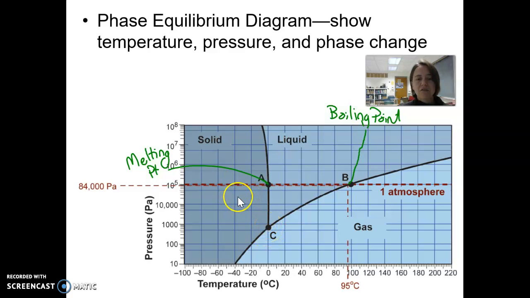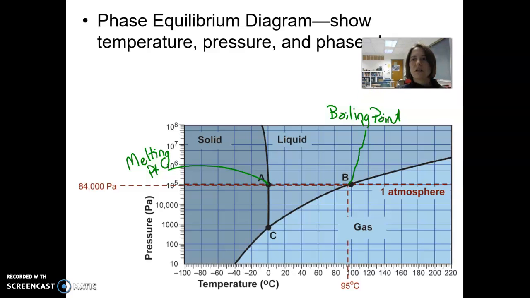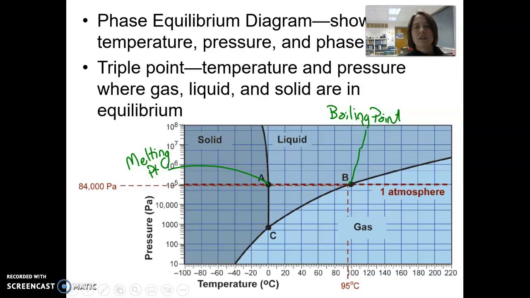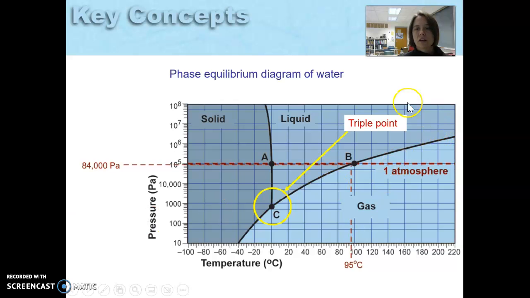Or I could go right from the solid to the liquid phase. If I had it under very low pressure, I could go right from ice to water vapor at a very low pressure. Okay, so we talked about that triple point. Please write that down. The temperature and pressure where gas, liquid, and solid are all in equilibrium. And it's right there.